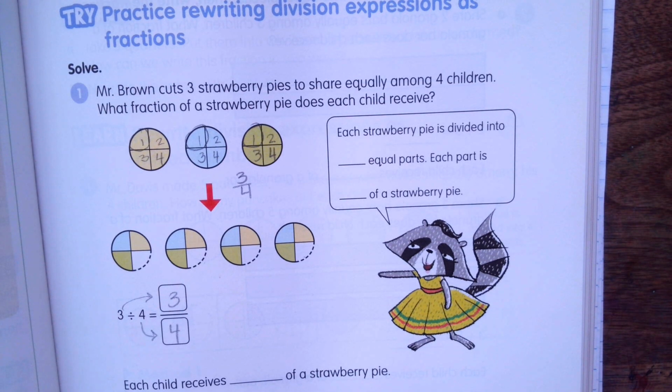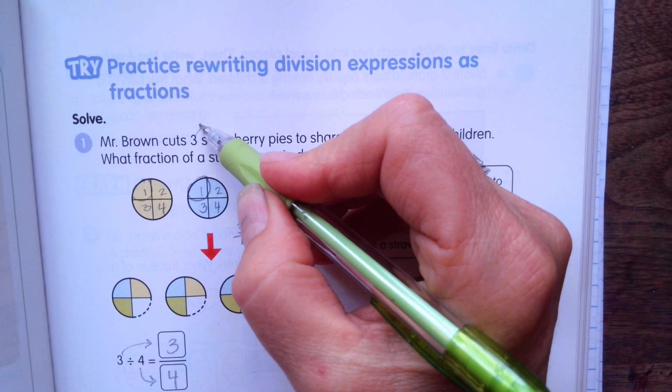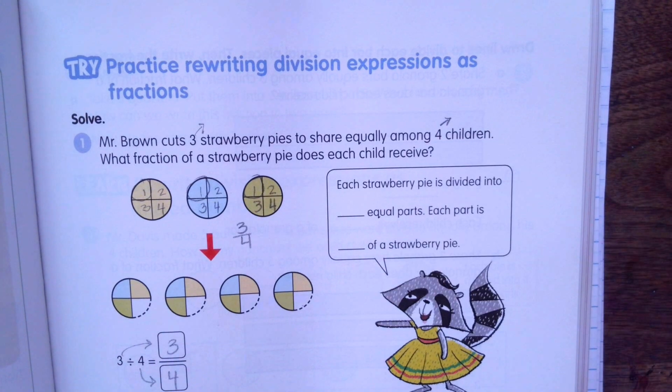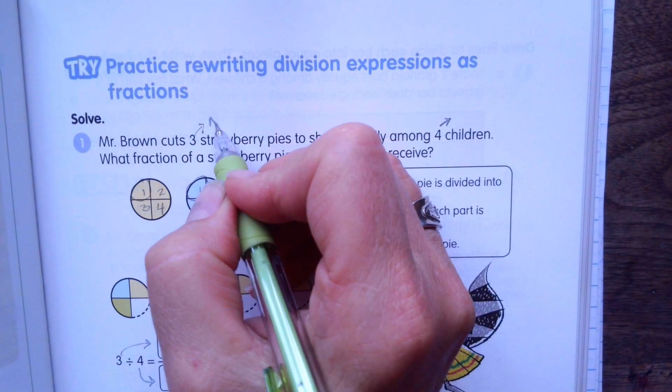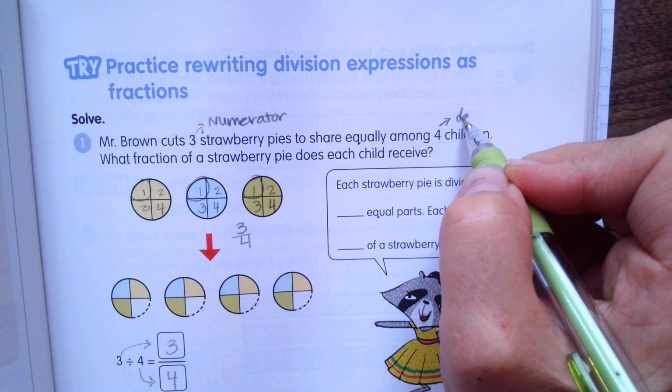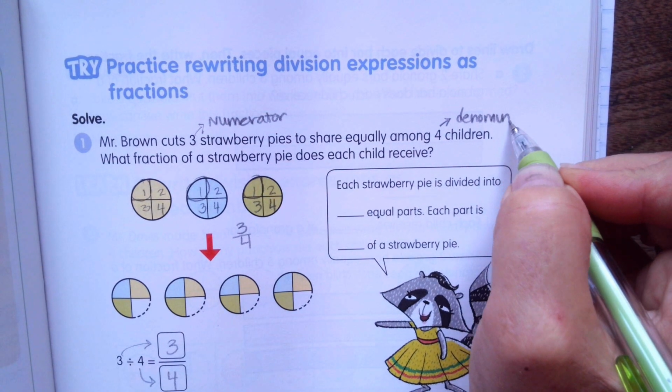It's kind of confusing. But basically, whatever the numerator is going to be the number of cuts, and the denominator is going to be the number of children. So this becomes your numerator, and this becomes your denominator. That's kind of the shortcut way to look at it.